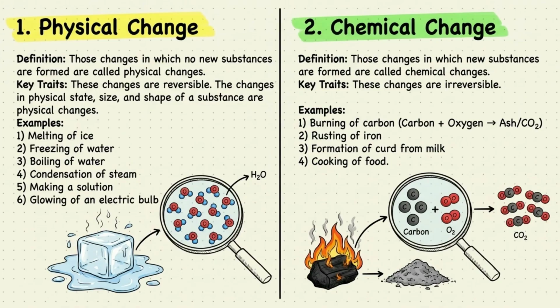Exactly. Number 2 is the rusting of iron. That strong, shiny metal turns into a weak, crumbly red rust. Sadly, yes. Number 3 is the formation of curd from milk. Once that milk sours and turns into curd, no amount of stirring is going to turn it back into fresh milk. Oh, definitely not. And number 4, the cooking of food. I mean, a raw egg is fundamentally changed once you fry it.